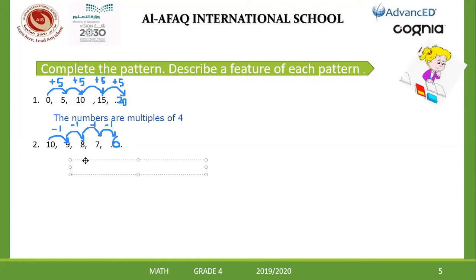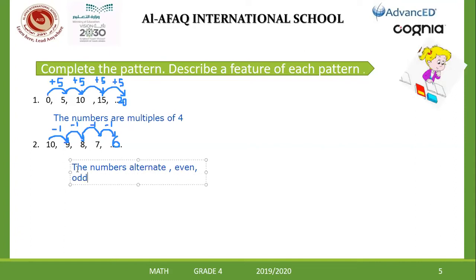All of you repeat with me. Alternate means what? It has two patterns. It has both even and odd. So we can describe these numbers by using what? The numbers alternate, even and odd.